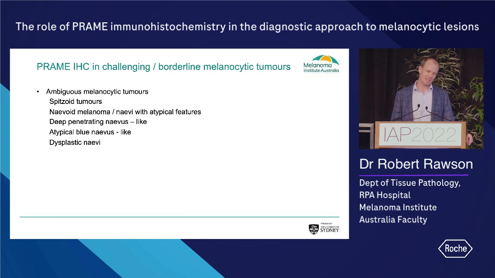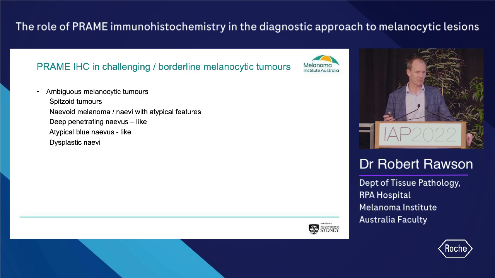So then we come to these ambiguous lesions, which I suppose is why we want to use the stain. And ambiguous lesions come under many categories. Obviously, the melanocytoma categories, the spitzoid ones, the deep penetrating nevus-like areas, the blue kinds. But also, as I mentioned, it's those cases where they're actually the nevoid melanoma or the atypical nevi.